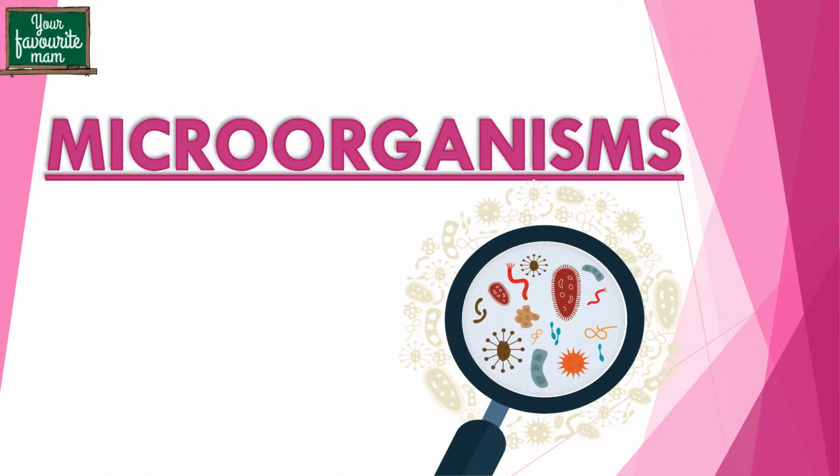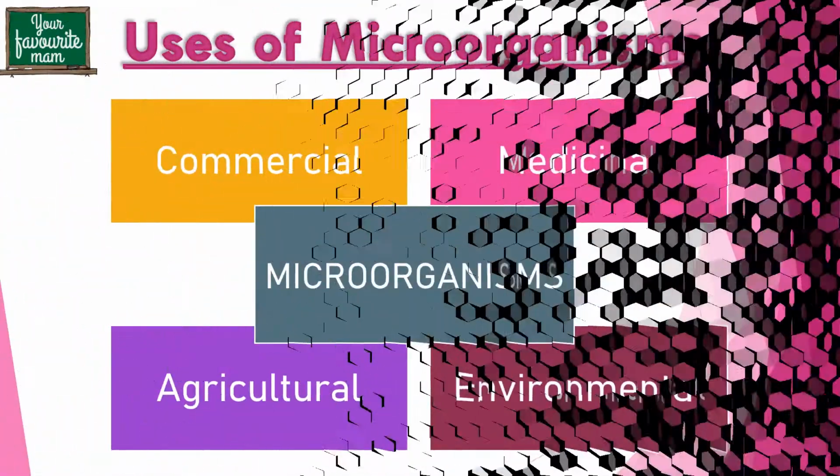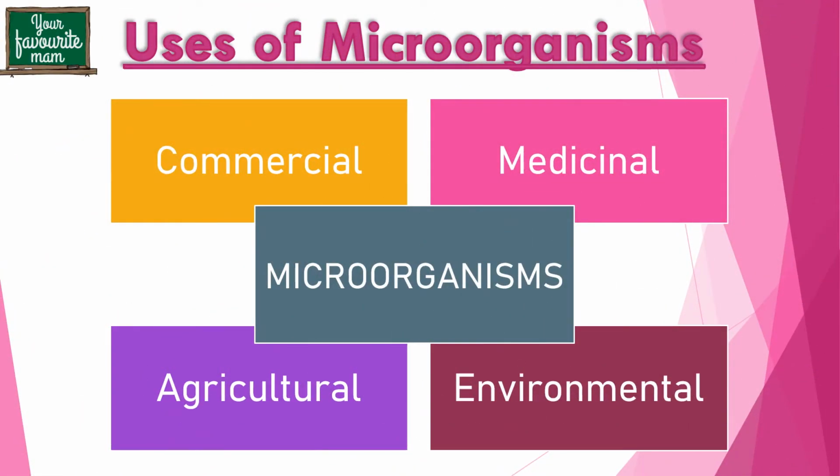So now that we have talked about microorganisms and their various types, now let's move forward and talk about the benefits that we get from these microorganisms. So we will talk about microorganisms as friends. So there are four ways in which we use microorganisms: commercial, medicinal, agricultural, and environmental.